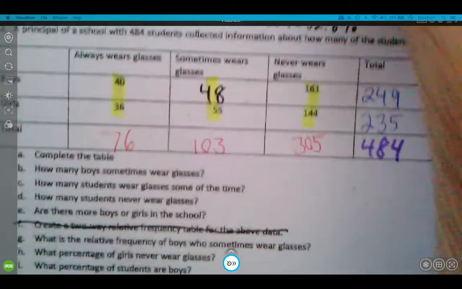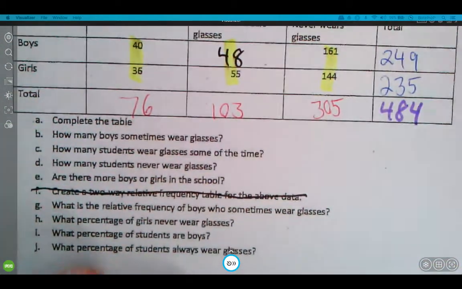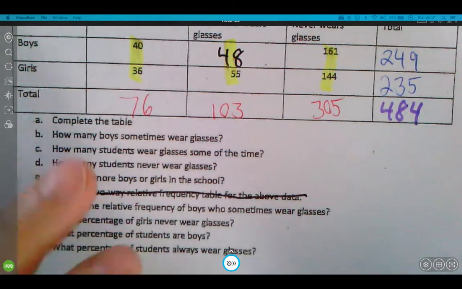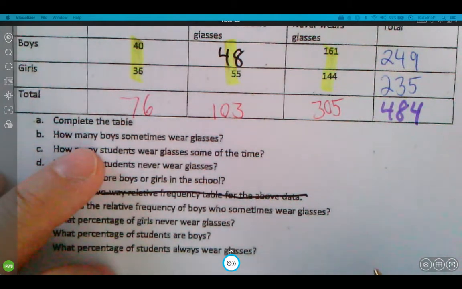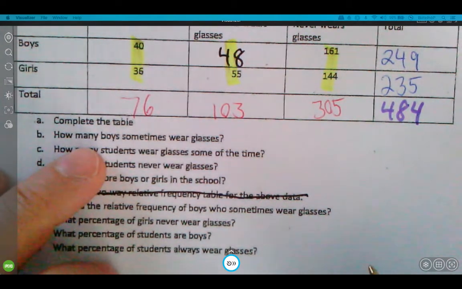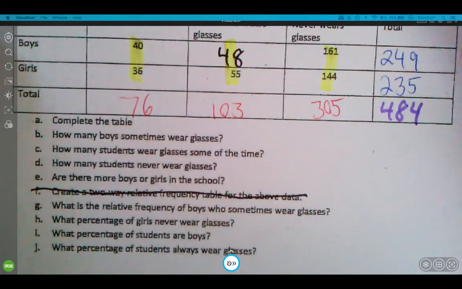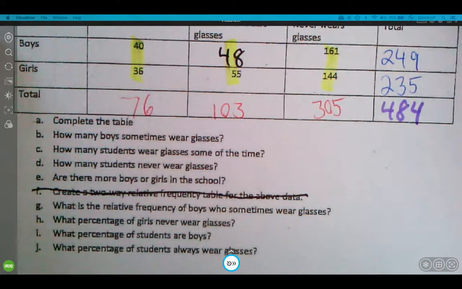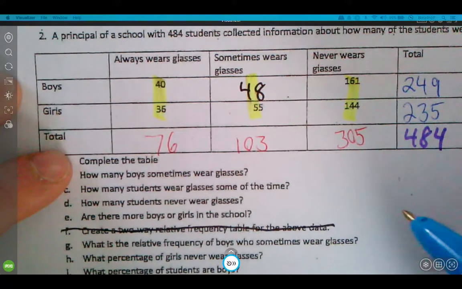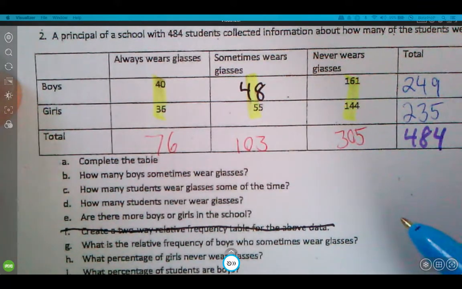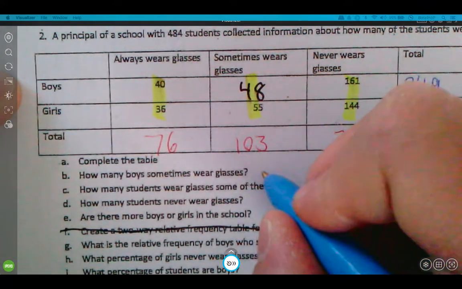Let's go through as many as we can quickly, and you can pause in between and try to answer on your own. So how many boys sometimes wear glasses? Boys that sometimes wear glasses. What do you think it is? I would say 48.